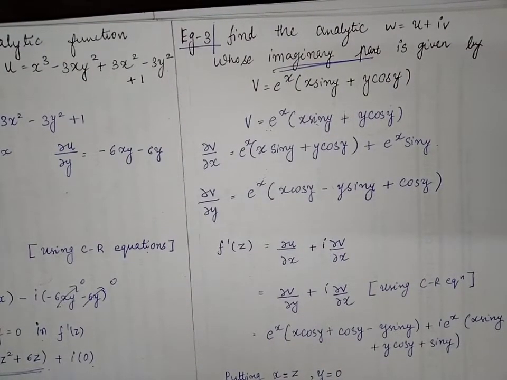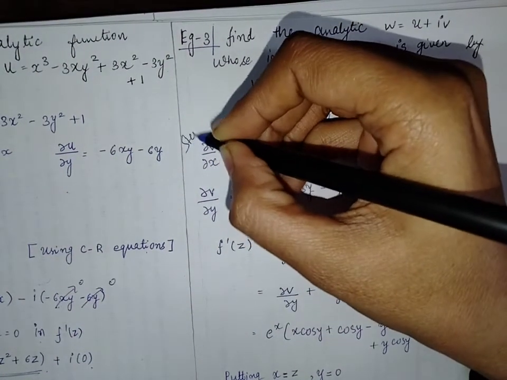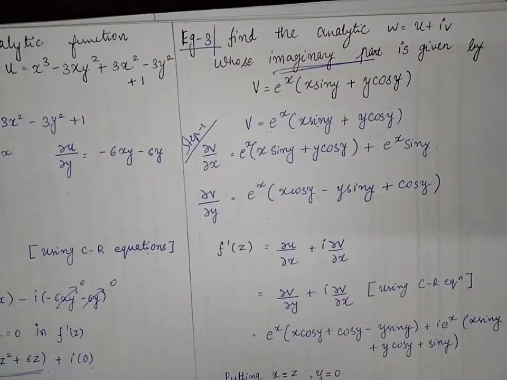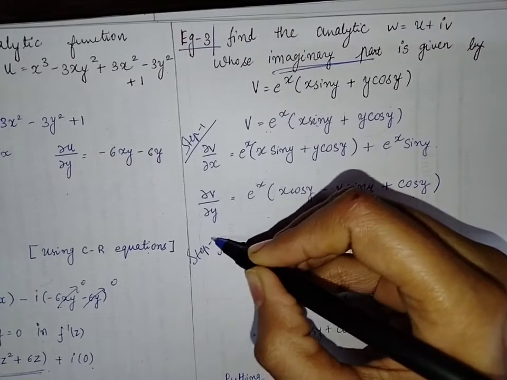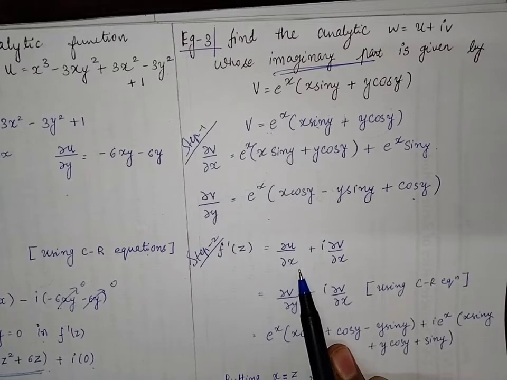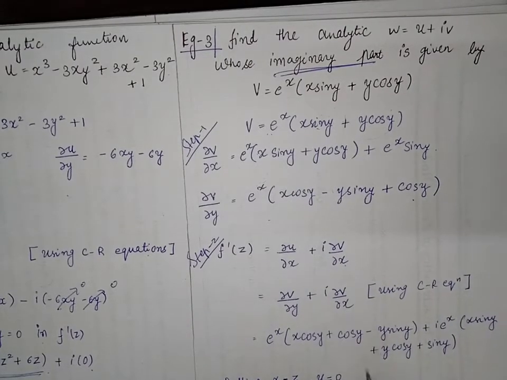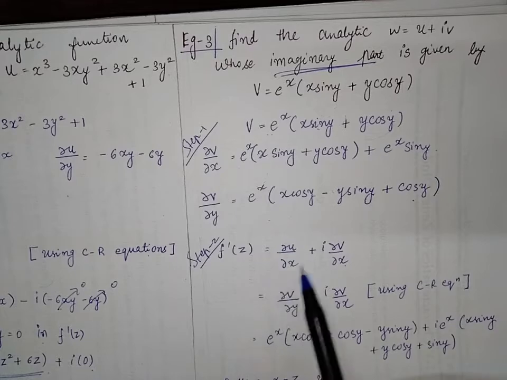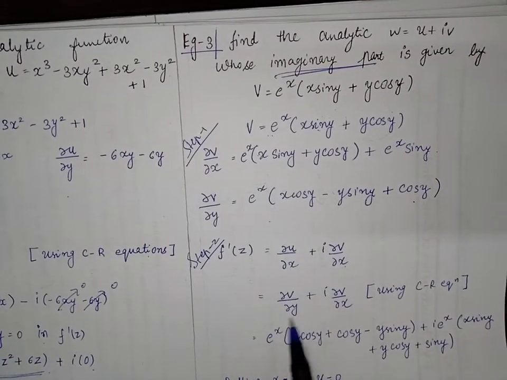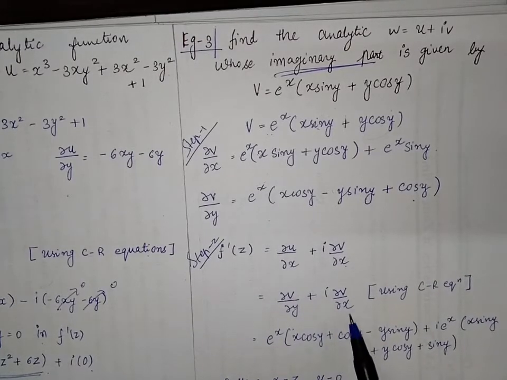Okay, so our step 1 will be, we have to find del v by del x and del v by del y. And you all know how to find del v by del x and del v by del y. So after getting this value, you have to go for step number 2, that is f dash of z is equal to del u by del x plus i del v by del x. But by using CR equations, what will come in place of del u by del x? Del v by del y. So our final equation will be del v by del y plus i del v by del x.